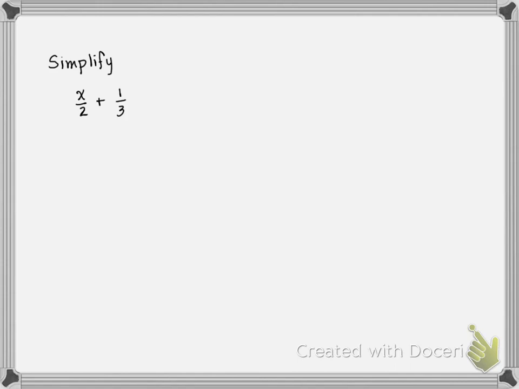We'd get a common denominator, right? So I would have to multiply x over 2 by what? 3 over 3, right? So I didn't multiply by the number 3 there. I multiplied by the number 1 in the form of 3 over 3. And then multiply 1/3 by 2 over 2. So we get 3x plus 2 over 6.